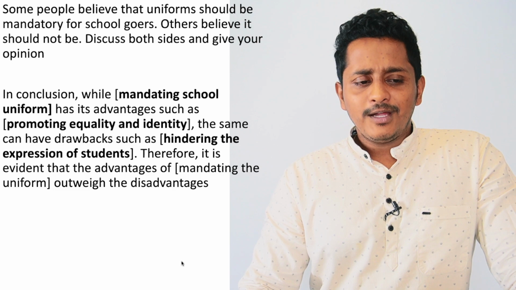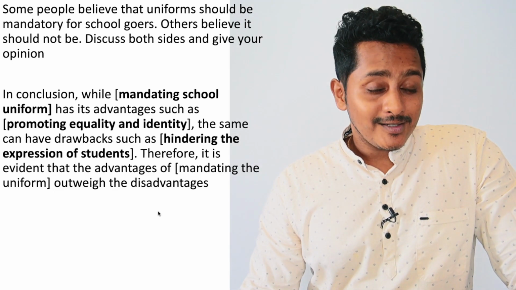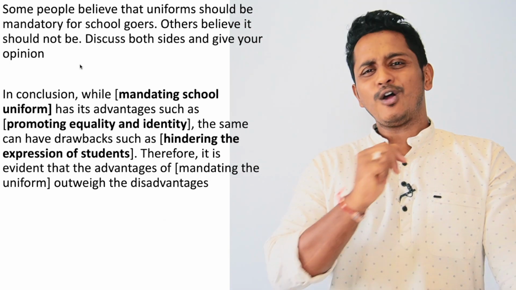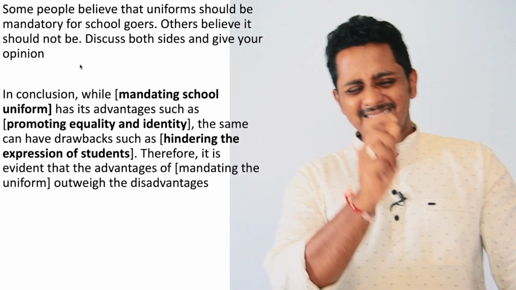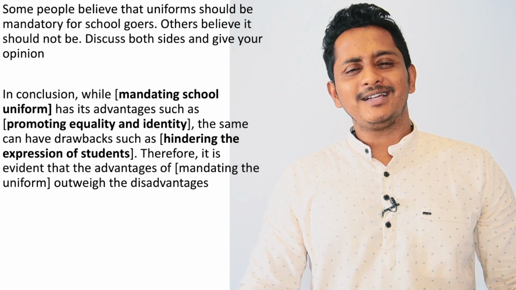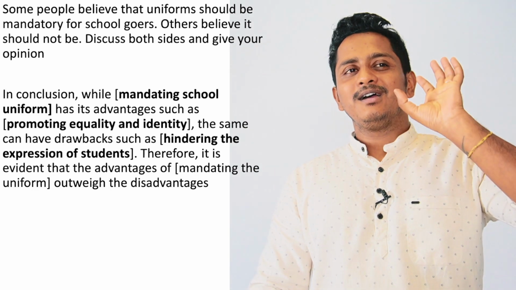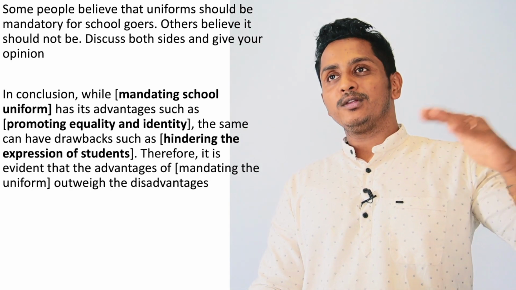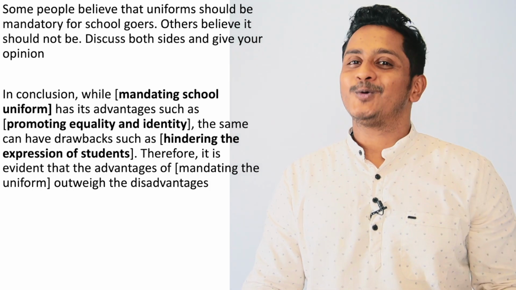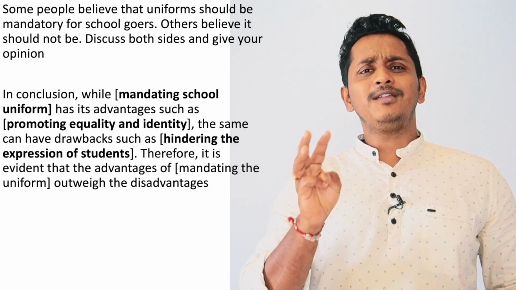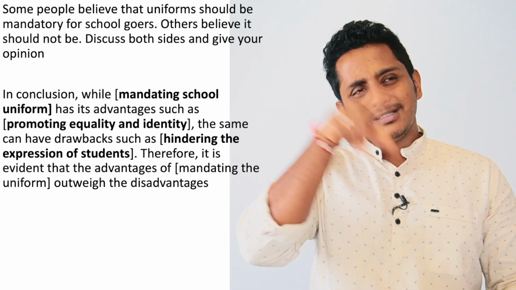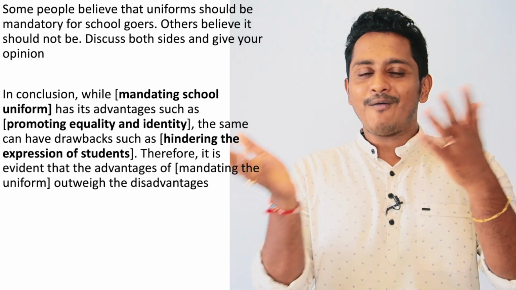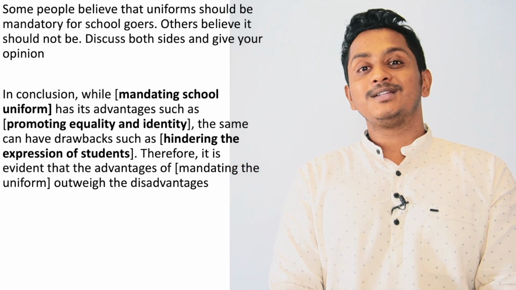Some people believe that uniforms should be mandatory for school goers. Others believe it should not be mandatory. Something like this will be there. Discuss both the sides. Introduction you would have written. Para 2 you would have talked about one side. Mandating school uniform is really good. Then you talk about benefits. Para 3, if you don't mandate the uniform, these are the problems it can cause, because you have to prove that mandating uniform is good, isn't it so?